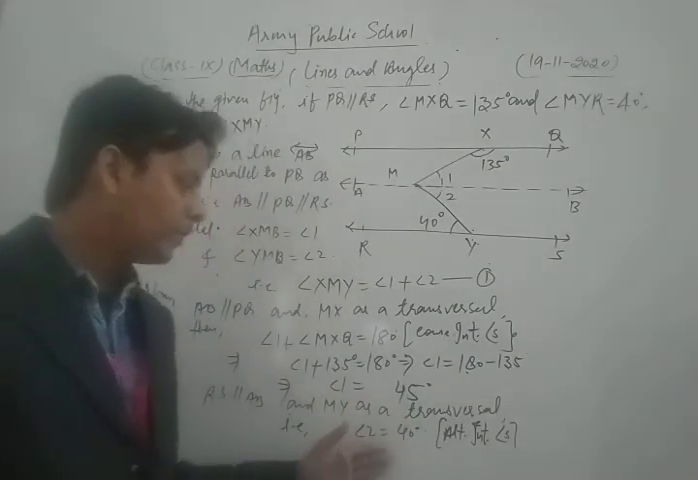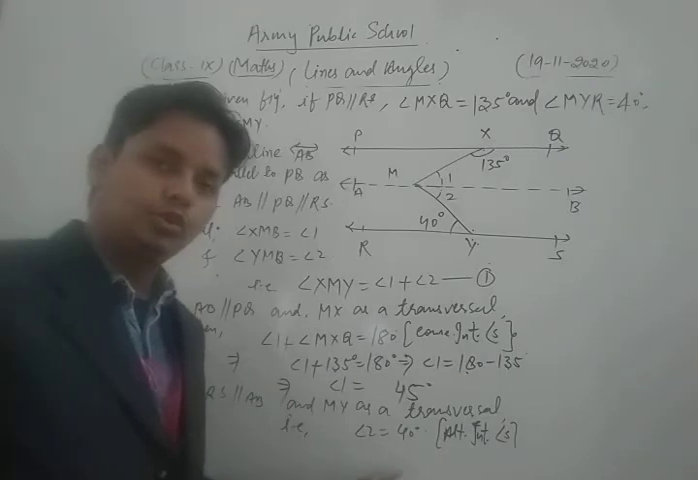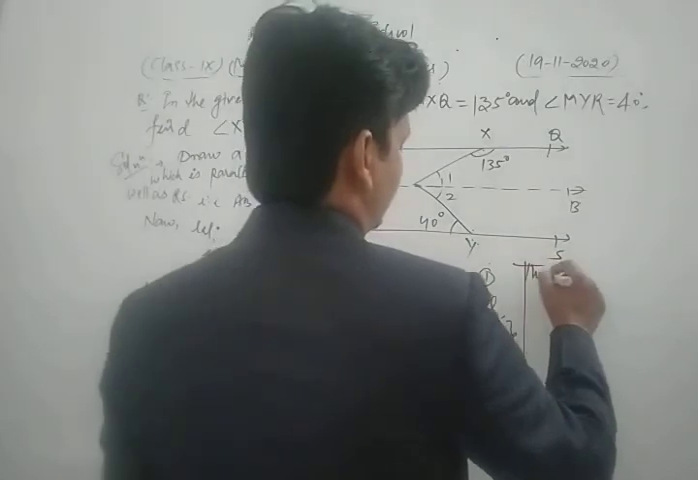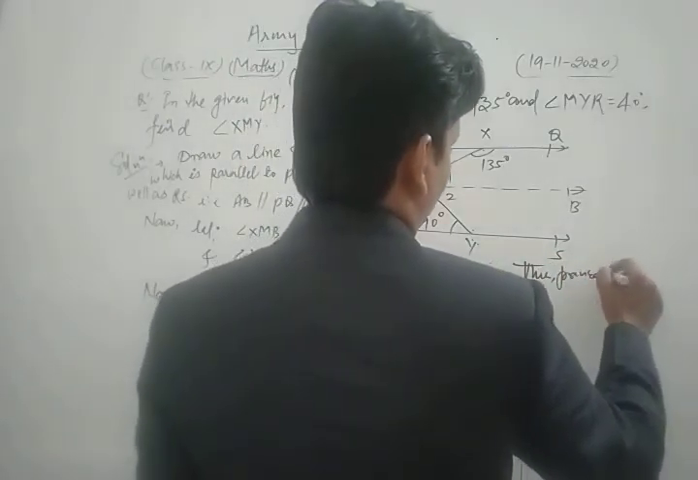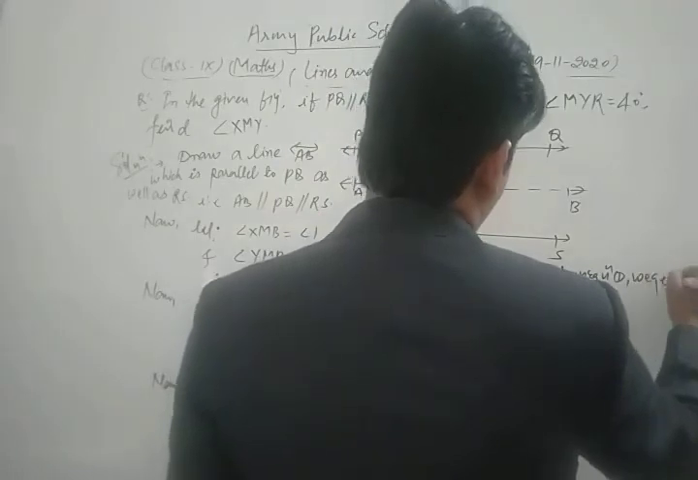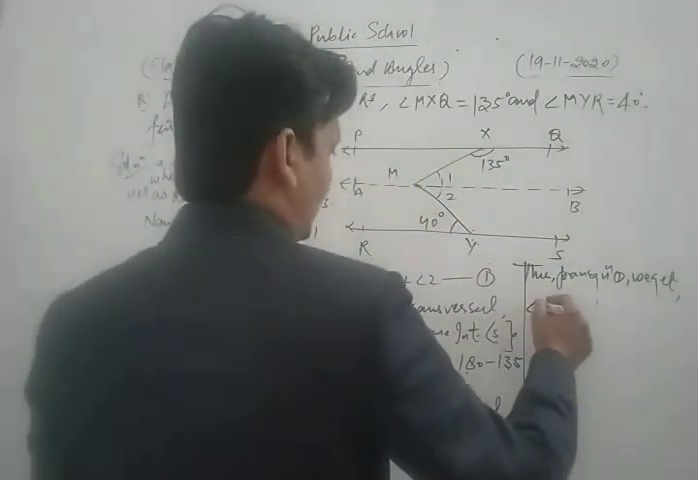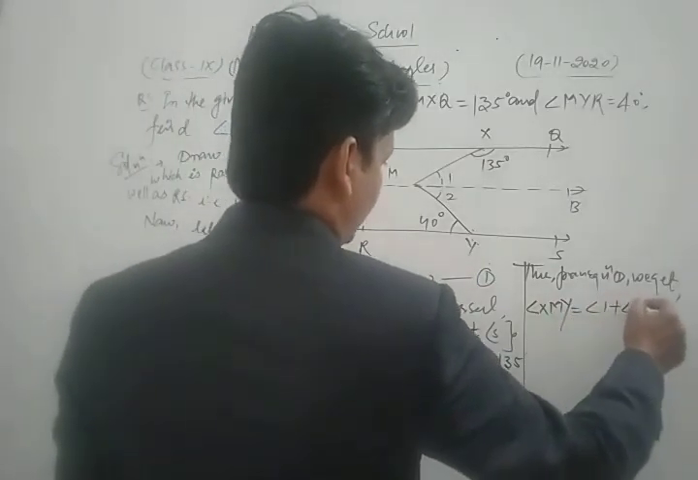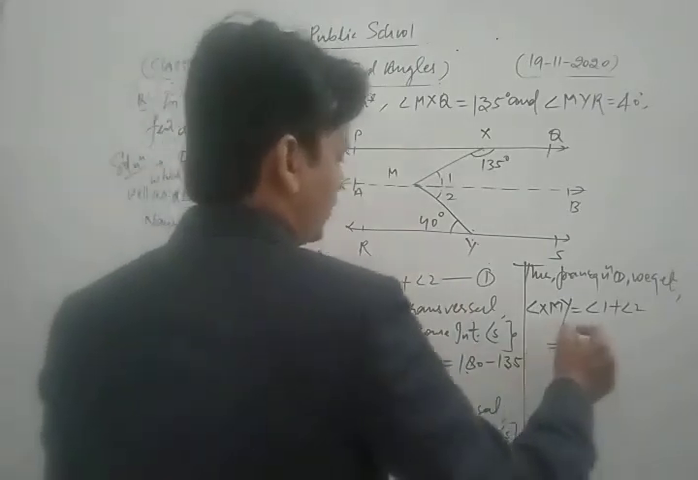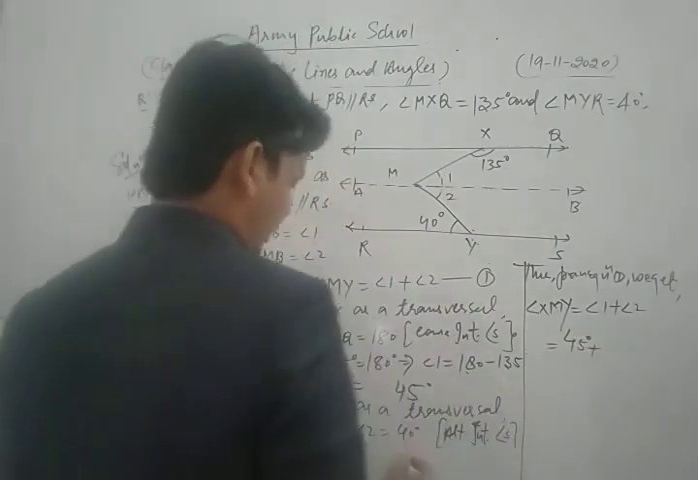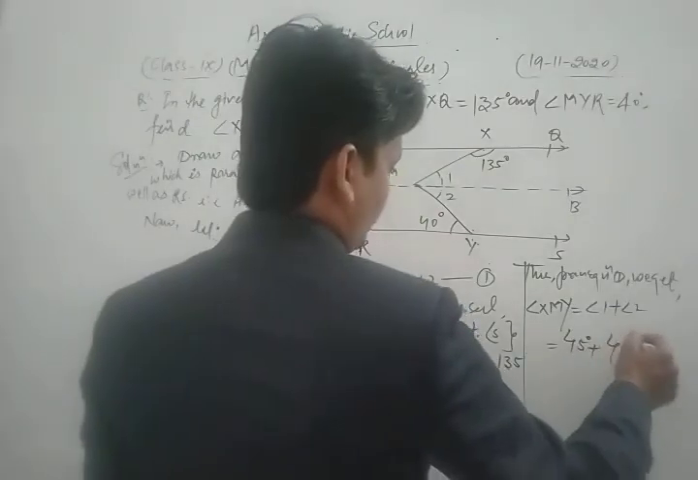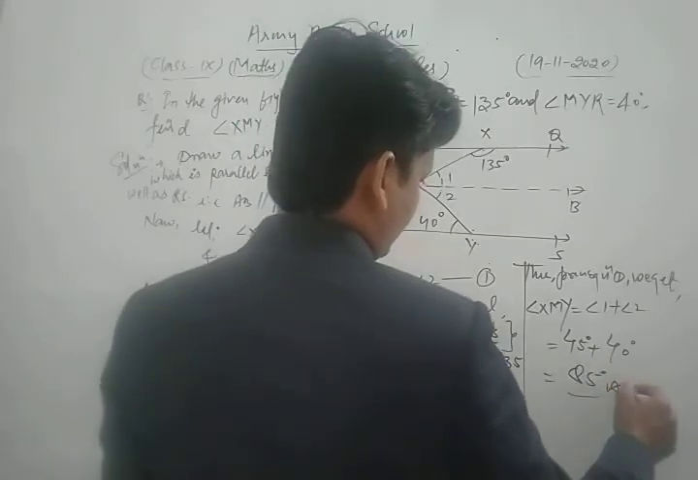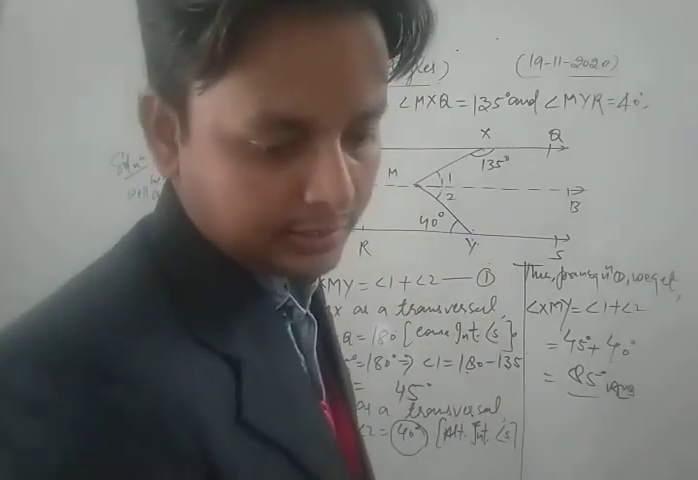Now we put the value of angle 1 and angle 2 in equation 1. From equation 1 we get angle XMY is equal to angle 1 plus angle 2. The value of angle 1 is 45, the value of angle 2 is 40. So we get 85. Yes, it is the right answer.